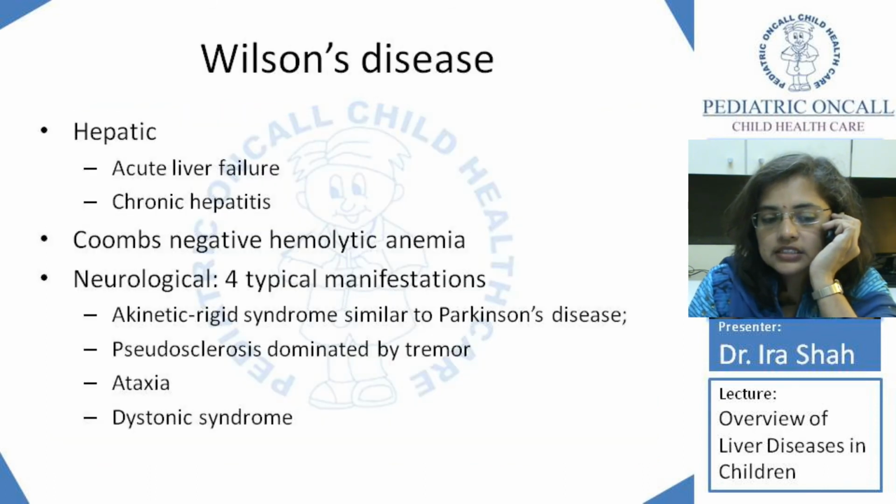Wilson's, I thought I'll just touch it up a little brief because we see so much of Wilson's. Wilson's can come in two forms, hepatic or neurological. Hepatic can come as acute liver cell failure or chronic hepatitis. They tend to have Coombs negative hemolytic anemia. And neurological can be in the form of 4 types. They can come to us as Parkinson's, they can come to us as ataxia, dystonia and tremors. So these are the 4 variants of neurological that they can come.